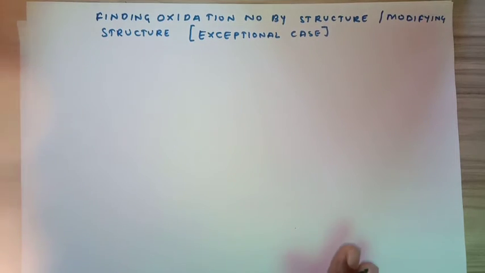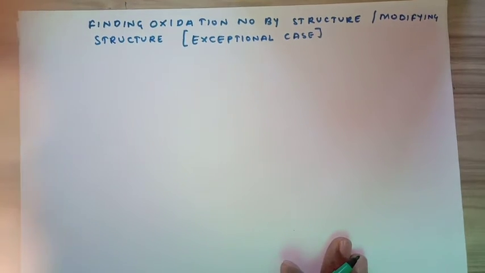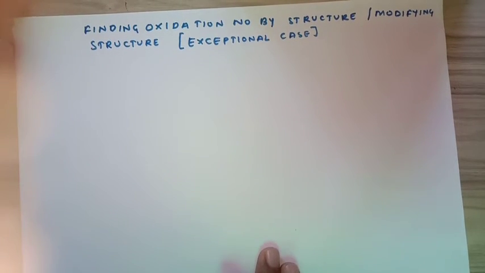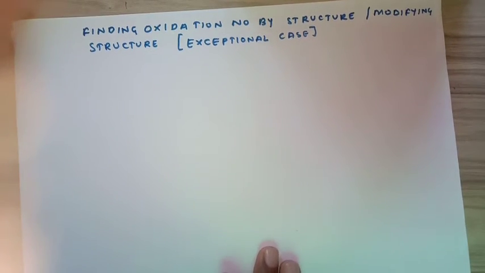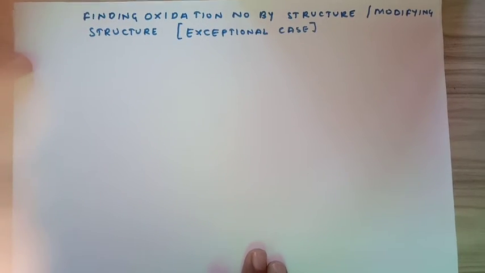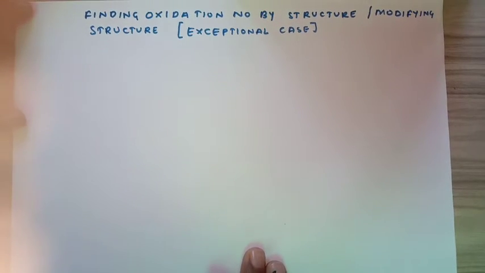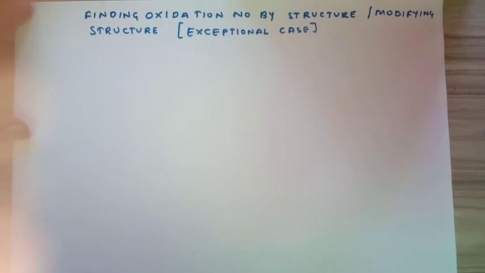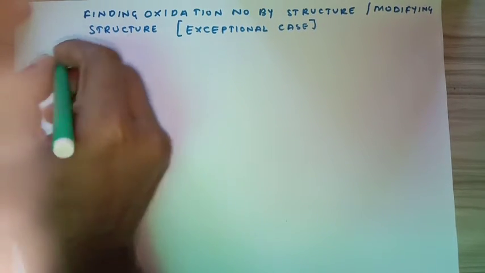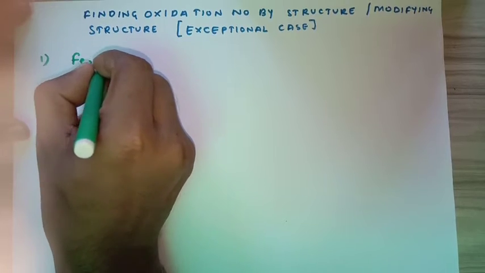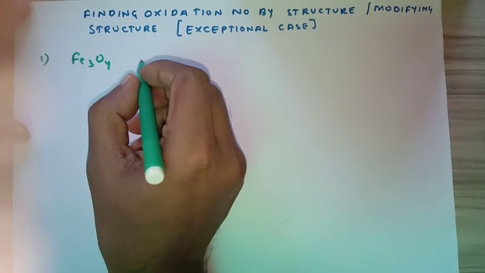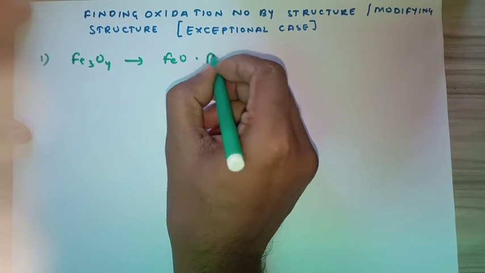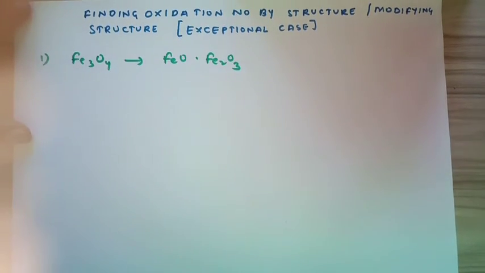Let's find the oxidation number of a given compound by using a structural method or by modifying a structure, which cannot be obtained by the conventional method. So here is the first question, which is Fe3O4. It consists of two oxides, so it has to be broken into two parts, which is FeO dot Fe2O3.